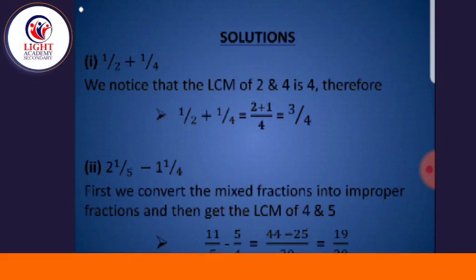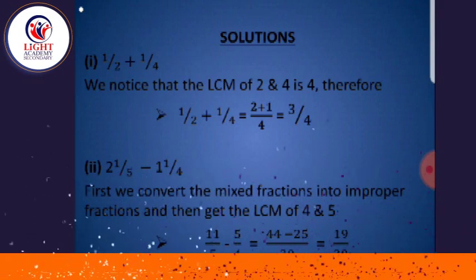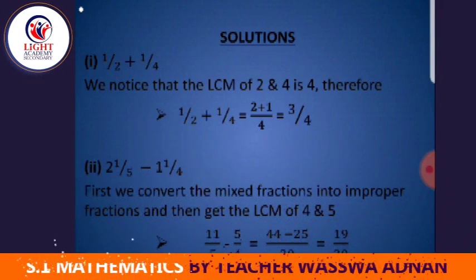Therefore, since the denominator is now the same, we just add the numerators. That is 2 plus 1 to get 3 out of 4 as our answer. So we can proceed to Roman 2: 2 whole numbers, 1 out of 5, minus 1 whole number, 1 out of 4. For Roman 2, the same steps are followed.